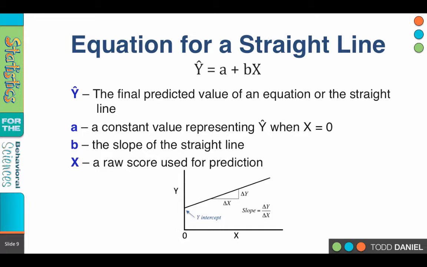And the x value, that's a raw score that we use for prediction. What's going to happen is you're going to calculate a, you're going to calculate b, plug them into this equation for a straight line, and then I can give you an x value that you could use for prediction. Based upon the a and b that you calculated, tell me what the value of y would be if x equals 5. That is what you're going to calculate.